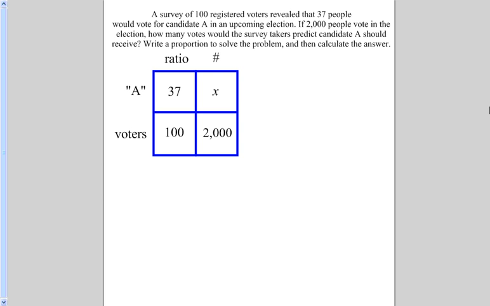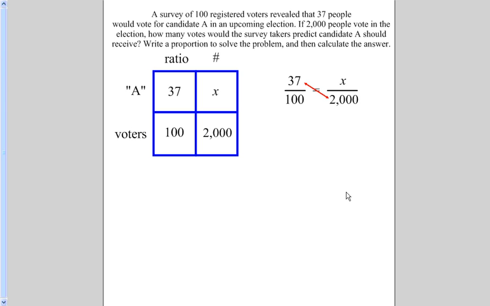Using the proportion table, where we're comparing two things, in this case people who are going to vote for A, and voters, helps us to organize our information. The question says to write a proportion and solve the problem. So here's our proportion: 37 over 100 equals X over 2,000. Now we can solve this using cross multiplication. We can solve it a couple of different ways, but cross multiplication is certainly a good way.